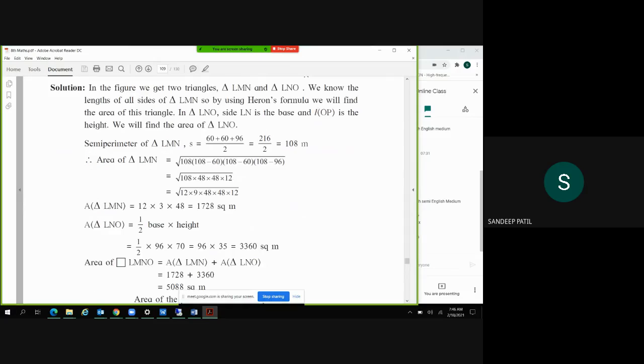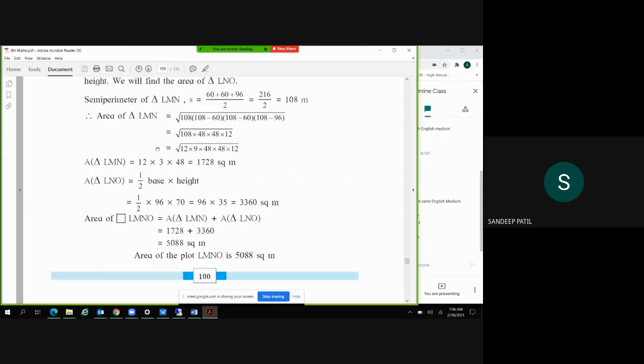And for LNO, it is a simple formula. यहाँ क्या है, half into base into height. So 1 by 2 into 96 into 70, and 96 into 35 becomes 3360. So area of quadrilateral LMNO.